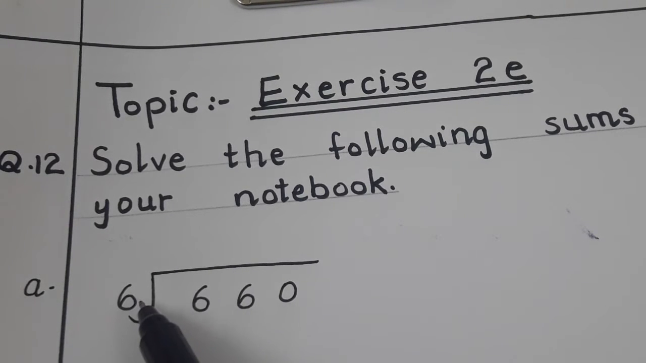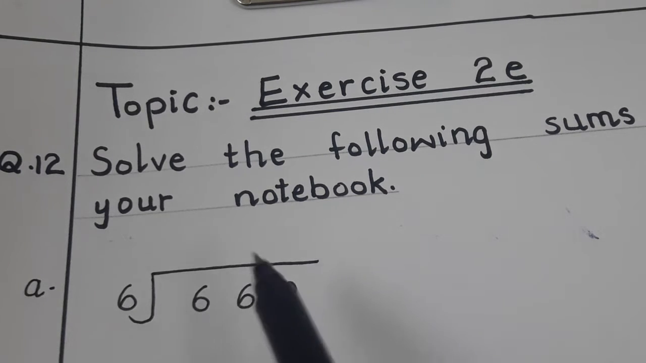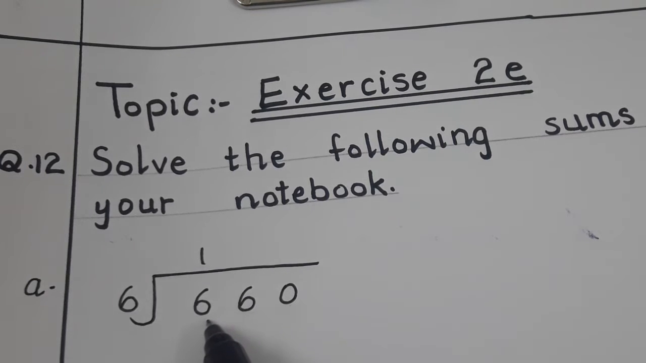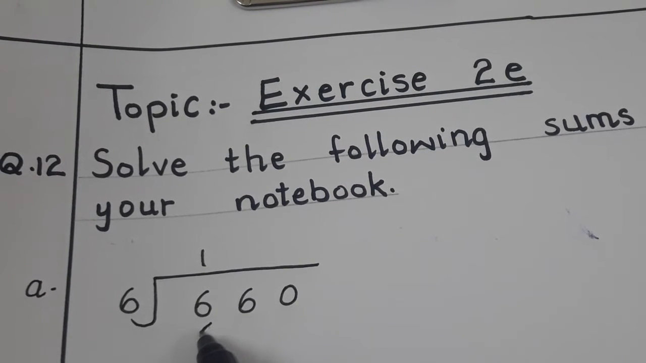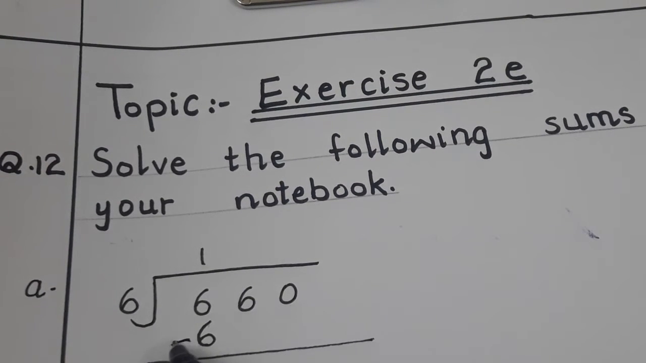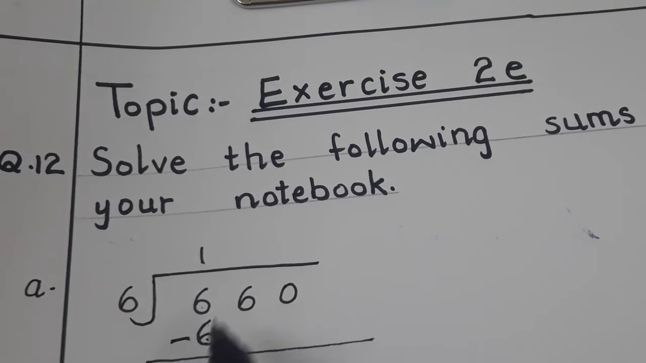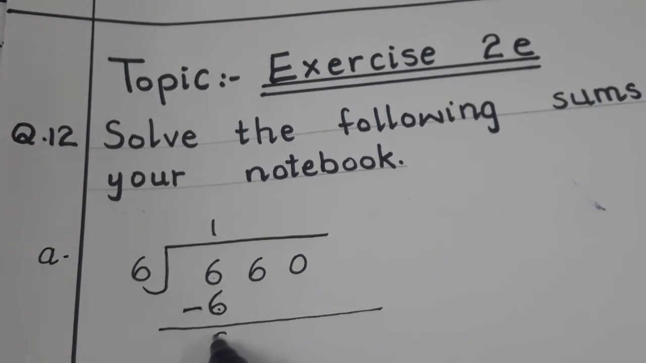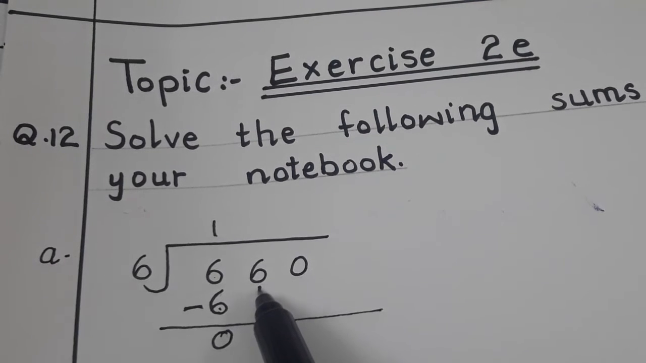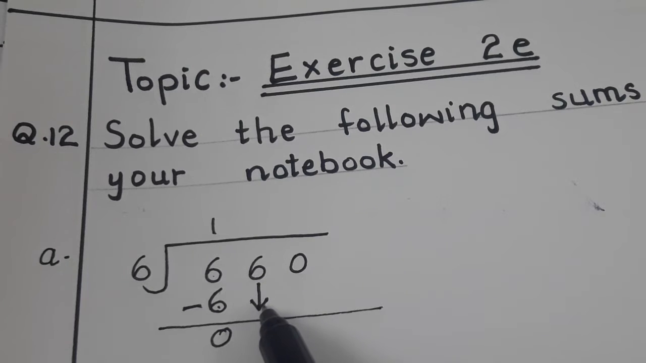First of all we will read the table of 6. 6 1s are 6. Yes, we got the answer, so we will write 6 1s are 6. So students, now we will subtract it. Put this subtraction sign, and 6 minus 6 is 0. Now move to the next number. Now we will make an arrow and we will drag this number down.